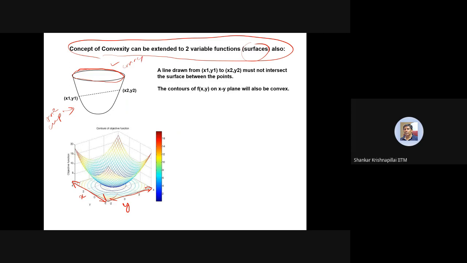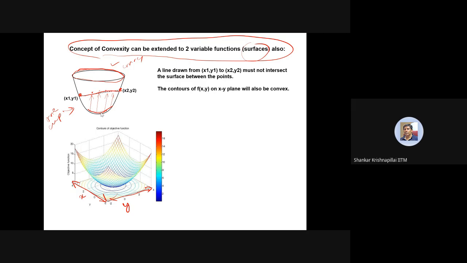But how do you practically define convexity of a surface? You can define it in the same way you define it for a curve. You take two points, x1, y1 and x2, y2, you draw a straight line between them, and it should not touch any of the surface. So this is the surface, and all these points should be above the surface. This is how convexity is extended to three-dimensional space.